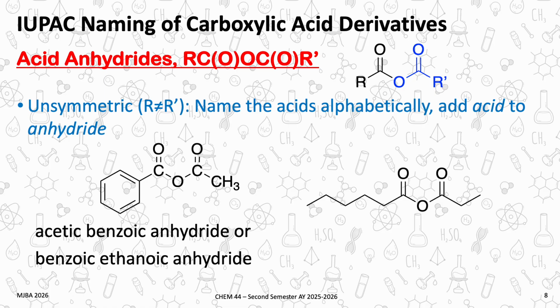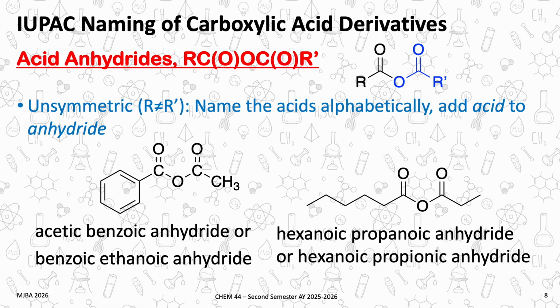In the second example, this group is 1, 2, 3, 4, 5, 6. 6 carbon chain. So that's hexanoic. And then we have 1, 2, 3. This is propanoic. But it is also accepted for a 3 carbon chain to be called propionic. So this is hexanoic propanoic anhydride or hexanoic propionic anhydride. So in alphabetization, since both start with P, it's the same sequence.